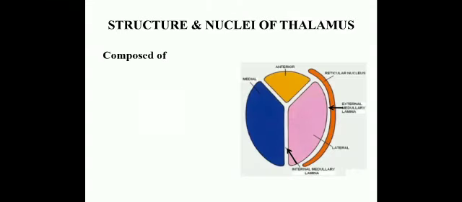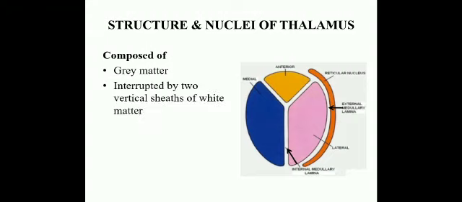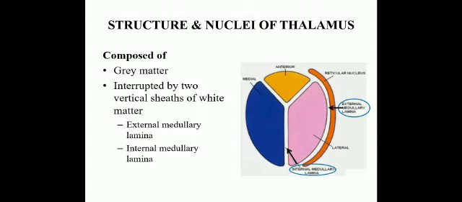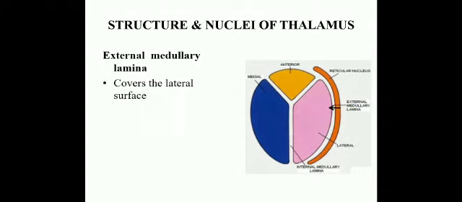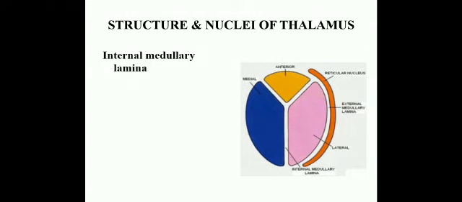Now, the structures and nuclei of the thalamus. It is composed of white matter and grey matter. The grey matter is interrupted by two vertical sheets of white matter, the external medullary lamina and the internal medullary lamina. The external medullary lamina, which you can observe on the lateral aspect, covers the lateral surface, and the internal medullary lamina is a Y-shaped band. Here you can observe the Y-shaped band.